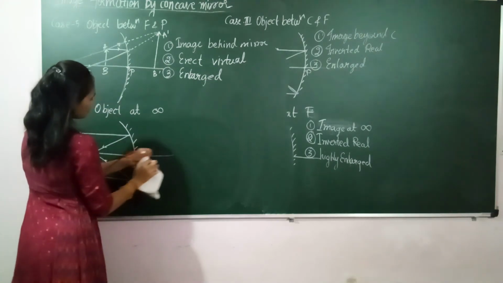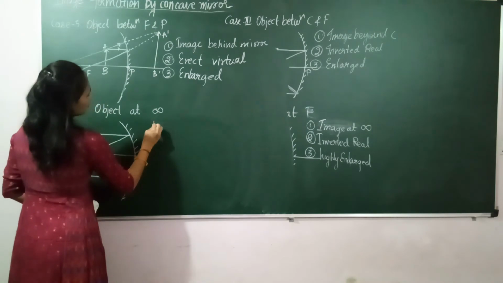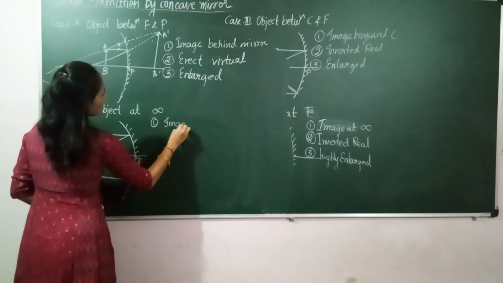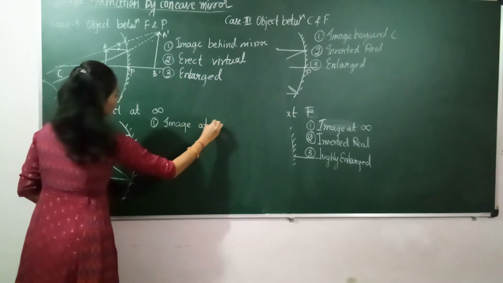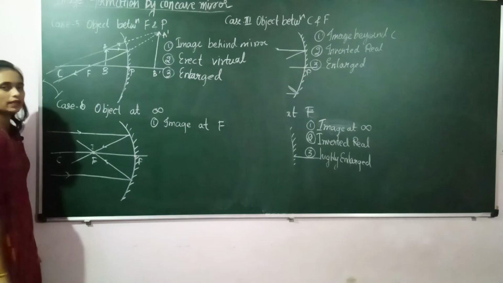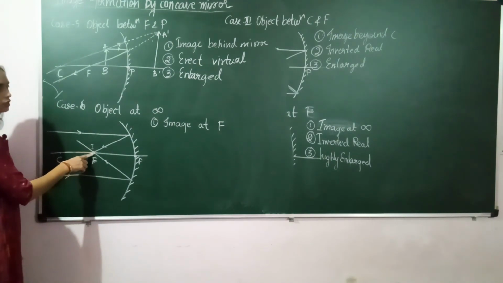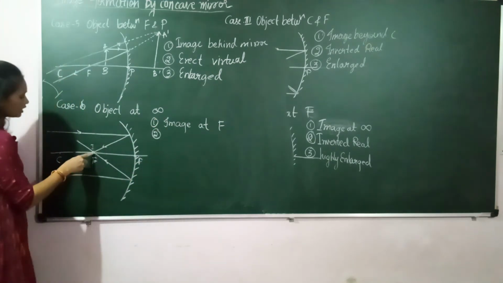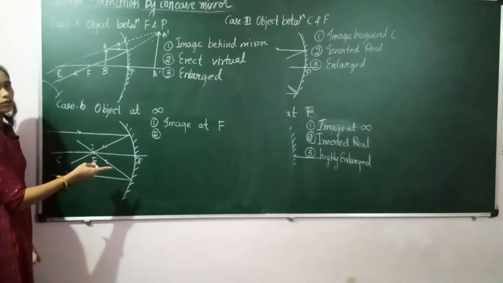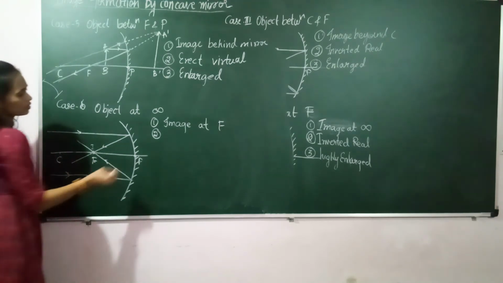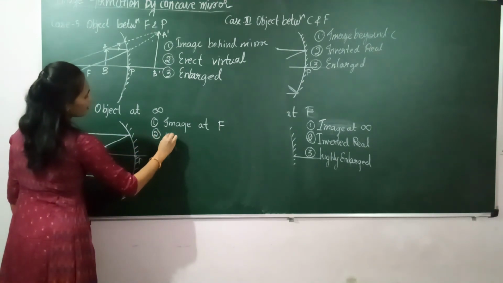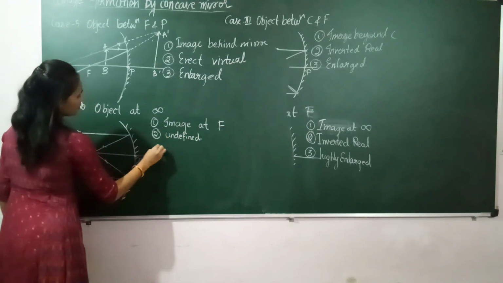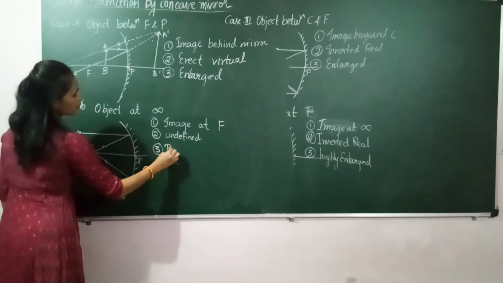Now we will write about the properties of the image. Image at focus. Where are we getting the image? We are getting the image at the focus point. So here we will write image at F. Next, whether it is inverted or real, we don't know because it is point sized. So here we will write it as undefined. Third, about size, we will write it as point sized.